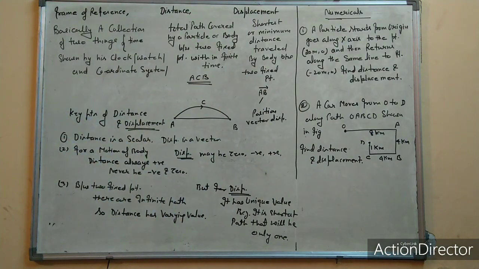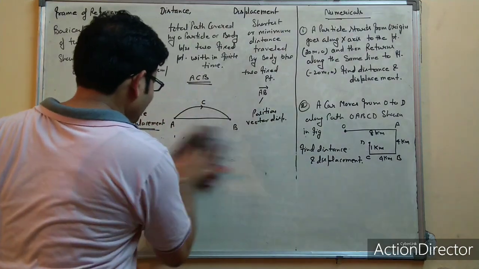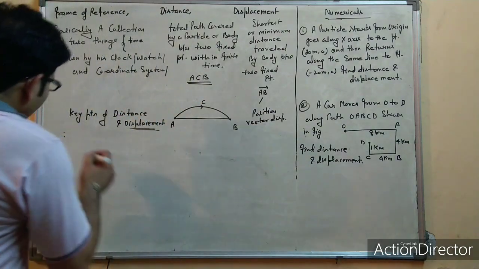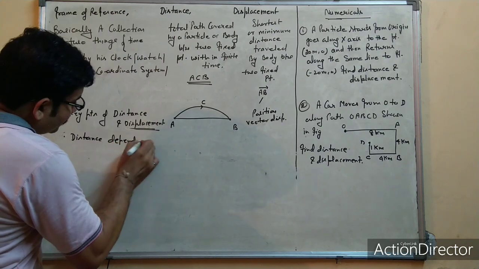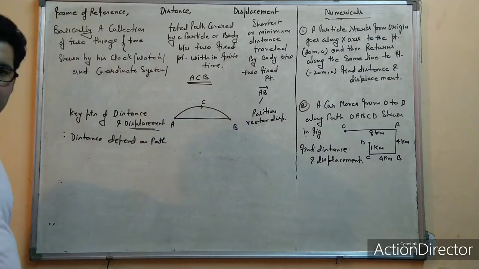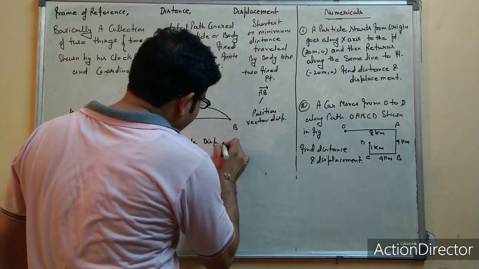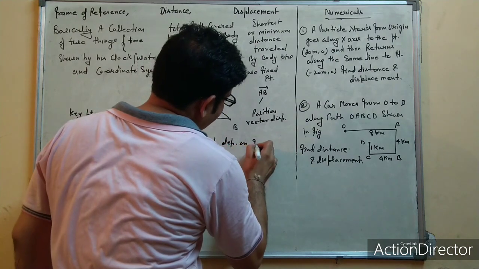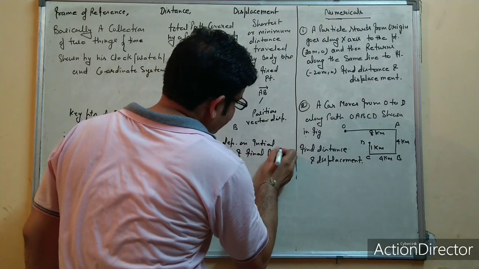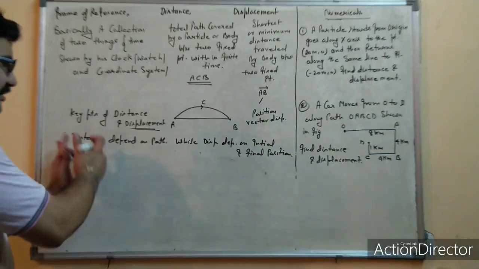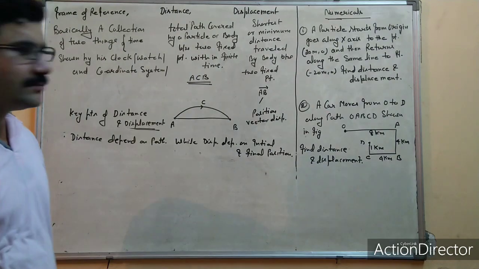Next, distance depends on path, while displacement depends on initial and final position. Distance depends on path but displacement depends on initial and final position.